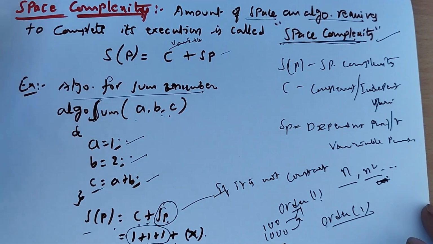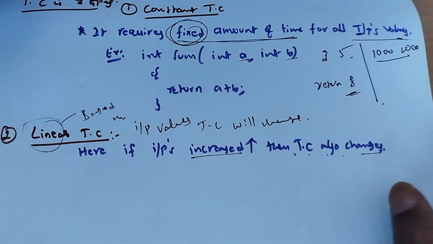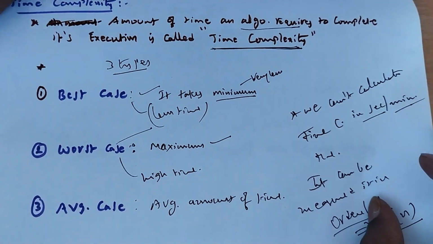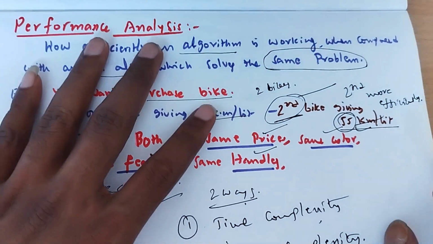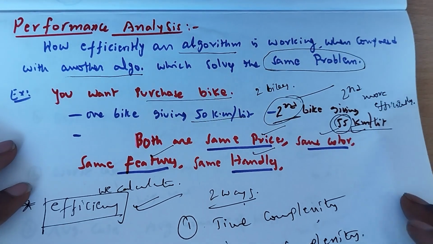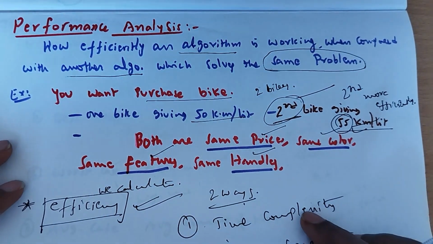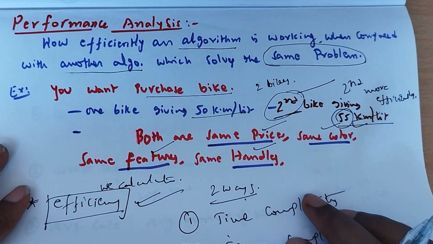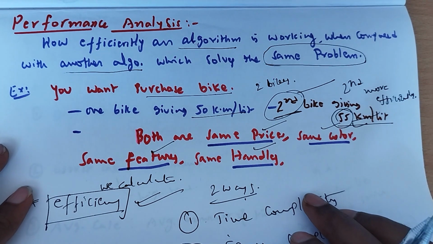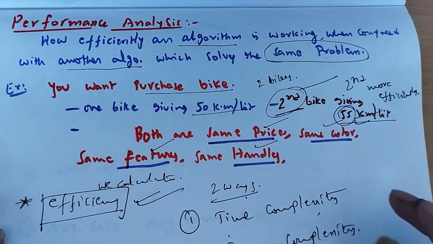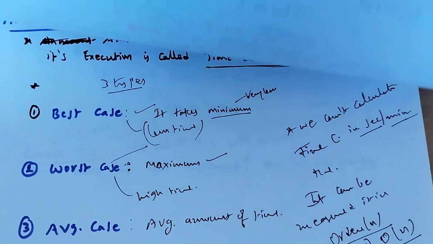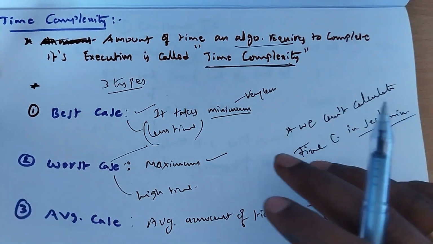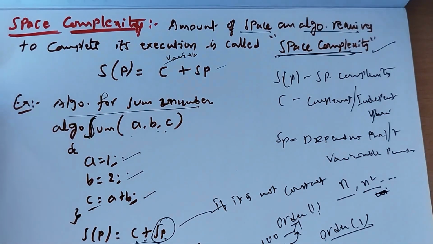Okay guys, this is about today's class, performance analysis. Performance analysis is nothing but calculating the efficiency of the algorithm when you are solving the same problem with multiple algorithms. That is called performance analysis. We have two types. The first one is time complexity. The second one is space complexity.